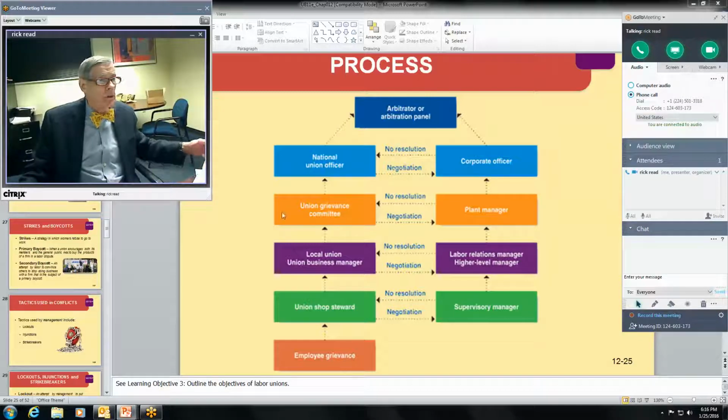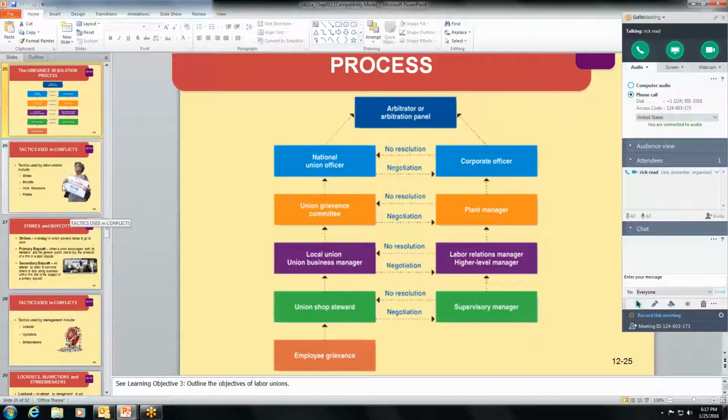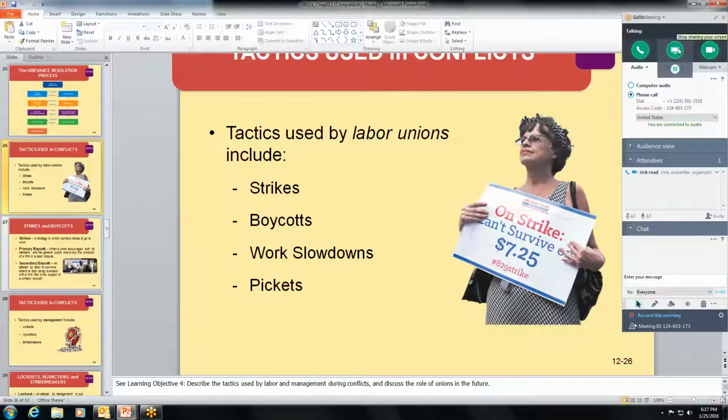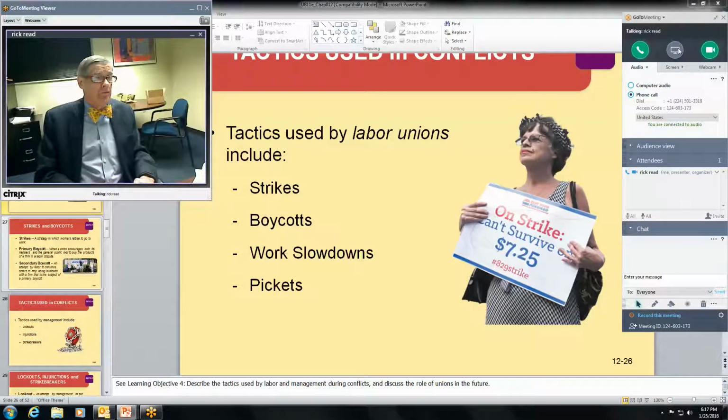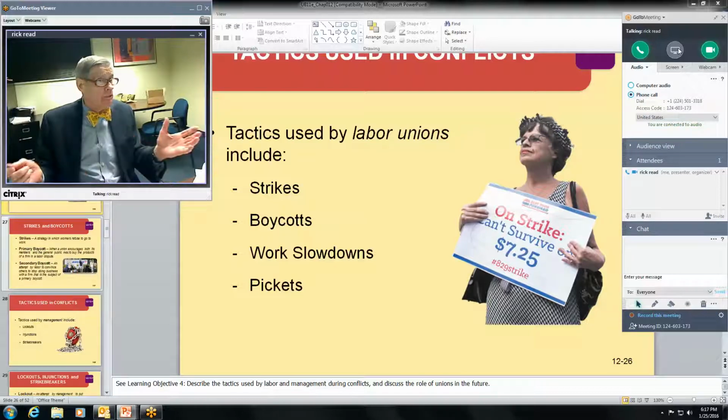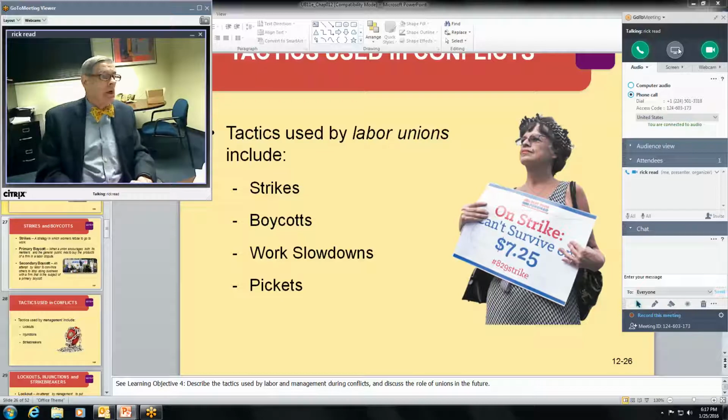Unions who feel that the management is unfair will take several actions. They can strike, which means everybody just walks off the job. They'll do a boycott, where they still work, but boycott the products made by the organization and try to get other people to join the boycott. They can go into a work slowdown. You hear that often from public sector unions. They will work to the rule. Whatever the rule is, they'll work to it. They won't do anything extra, and of course they can picket.